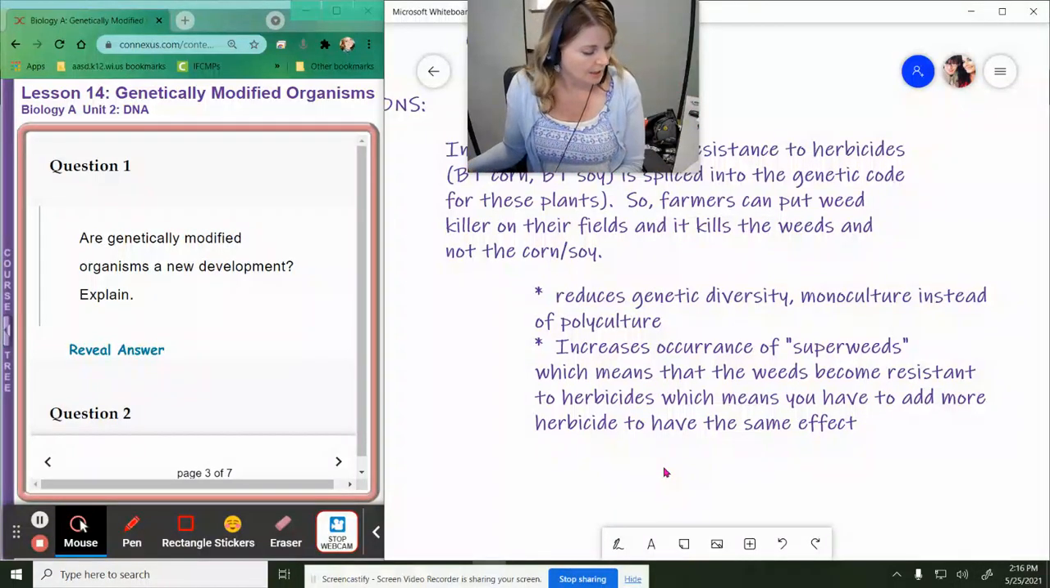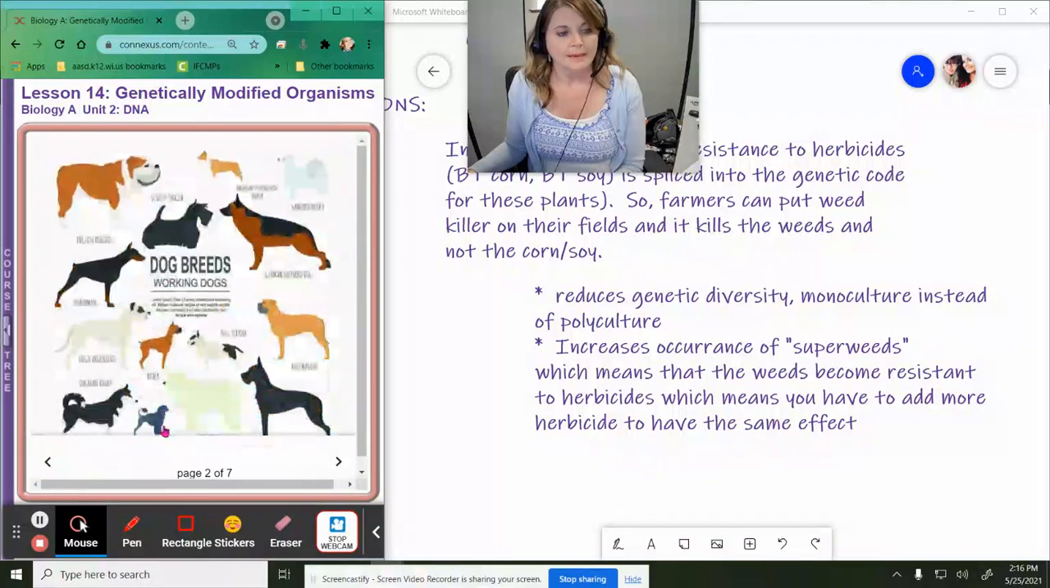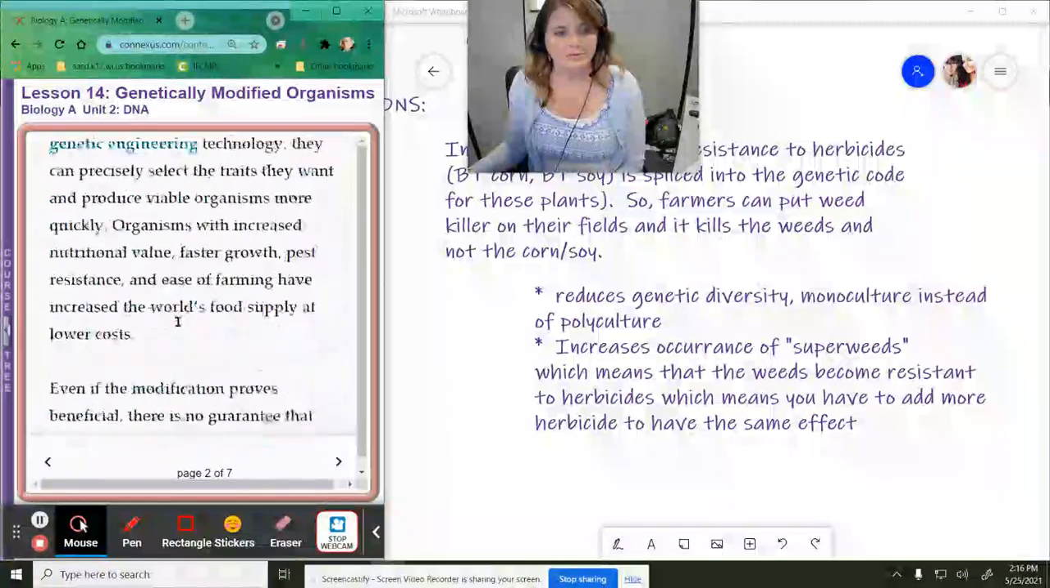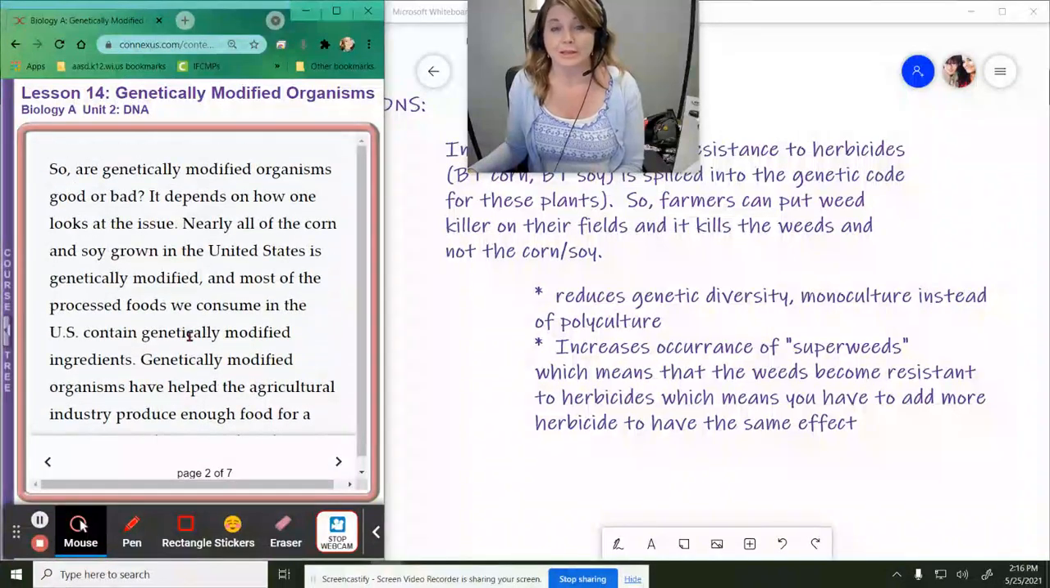That's my opinion. So then the lesson goes on to talk about how in the United States, almost all corn and soy that is produced in the U.S. is GMO corn and soy. So it's a very highly used thing in the United States.